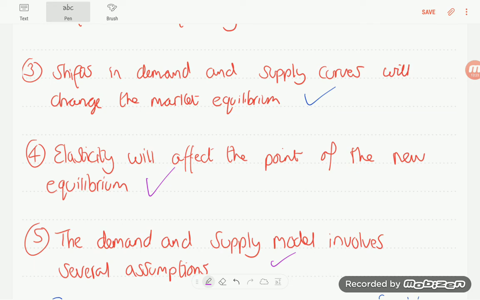These assumptions mean the model has limited use in the real world. However, the model can be useful as it gives a broad picture of how supply and demand works in a way that's simple and easy to understand.